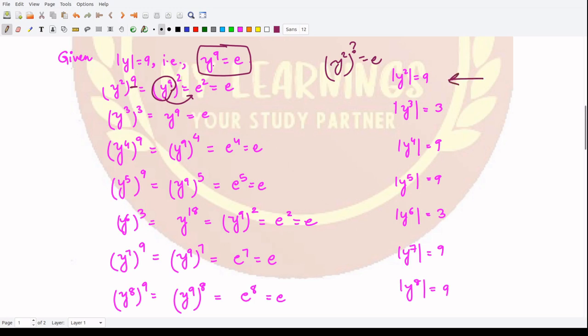In this case, for y cube, you can write y cube raised to power 3. Why? Because the power becomes 9, and you know y raised to power 9 is identity, hence the order is 3.